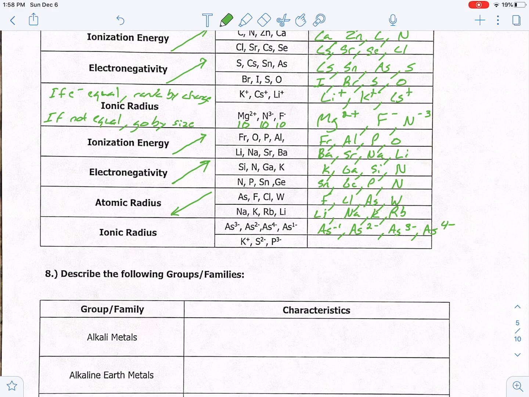Looking at the next one, we have potassium with a plus charge, sulfur with a 2- charge, and then phosphorus with a 3-. These are all going to have the same number of electrons. That means K+ would be the smallest. This one, we actually gave to you in the right order: S with a 2-, and then lastly, P with a 3-. You can go back through that if you need to.